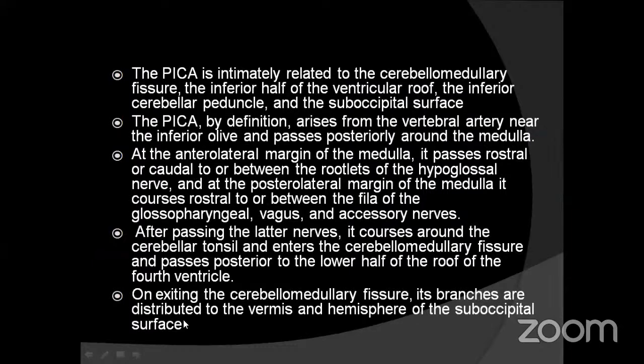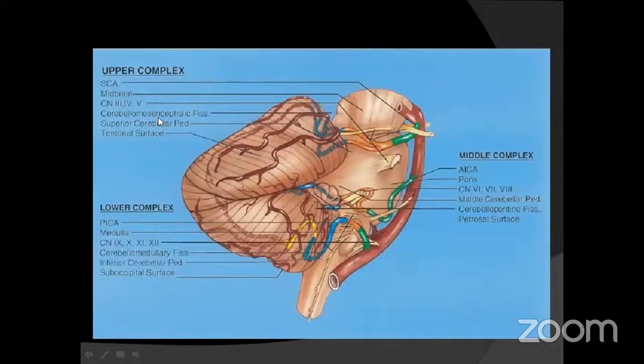As we discussed previously, the SCA supplies the tentorial surface of the cerebellum. The ICA supplies the petrosal surface of the cerebellum. And PICA is going to supply the suboccipital surface of the cerebellum.